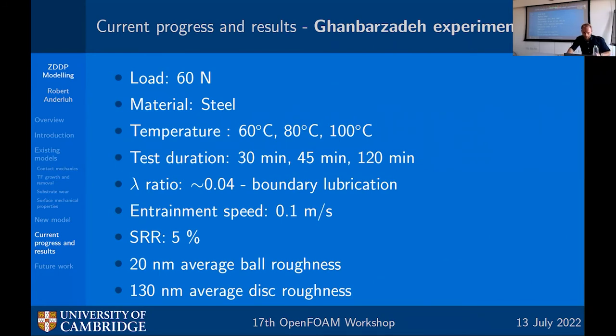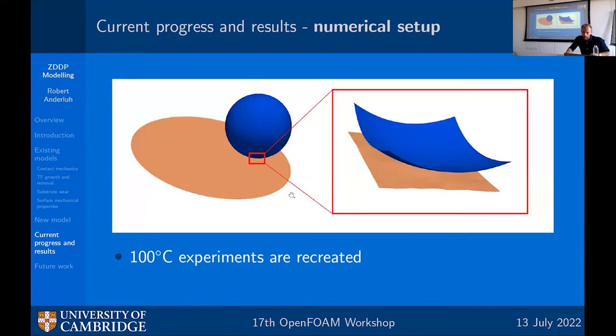These are some general parameters for the experiments. So far, this one is interesting. This is a very low lambda ratio, which means it is boundary lubrication. So far, I'm not modeling hydrodynamic lubrication, but it is easy to include given experimental data that require it. This is a visualization of my simulation domain. And from Gholamzadeh's experiments, the 100 Celsius experiments are recreated.